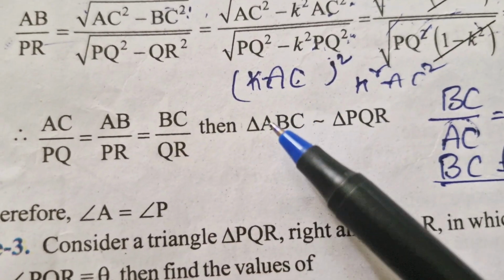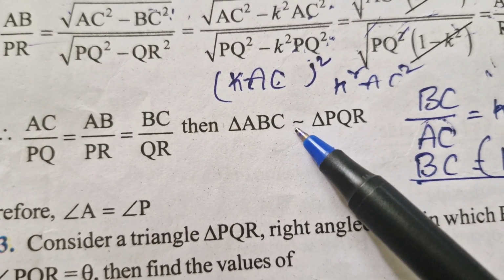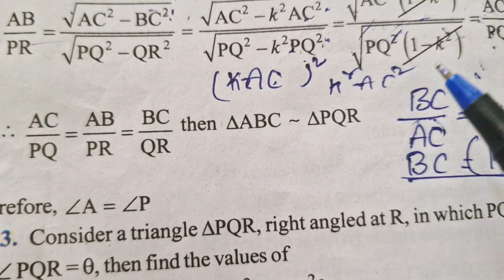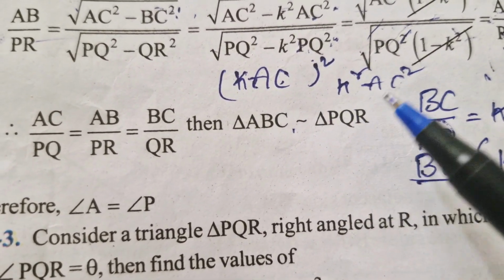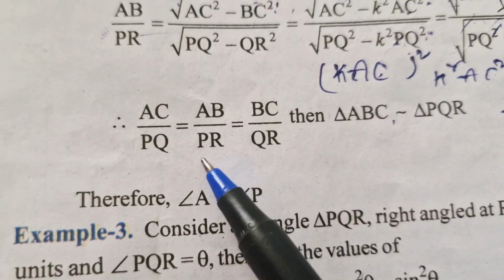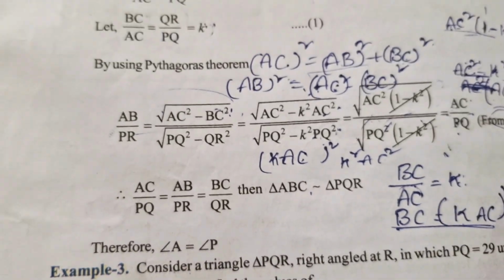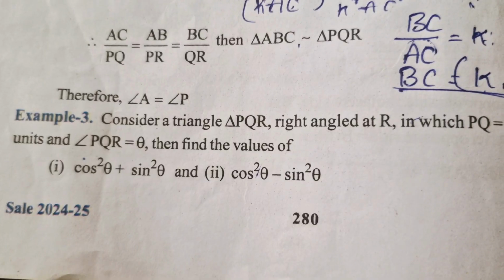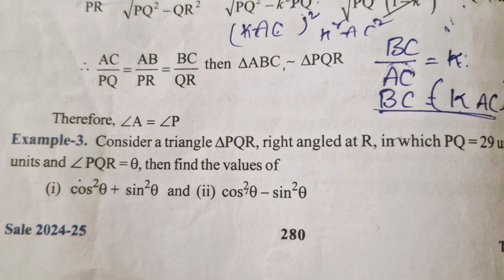So triangle ABC is similar to triangle PQR. If both the triangles are similar, then we can say that angle A is equal to angle P. So this is example 2. Let us move on to example 3. Let us read it out.